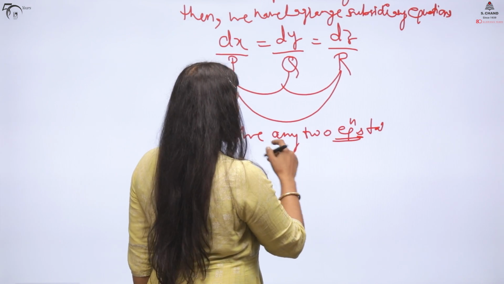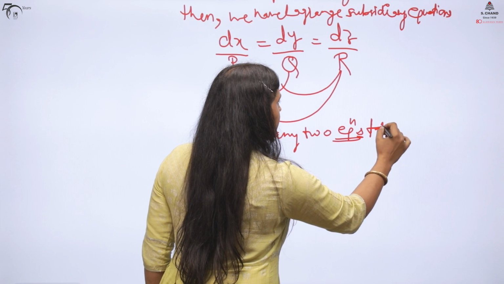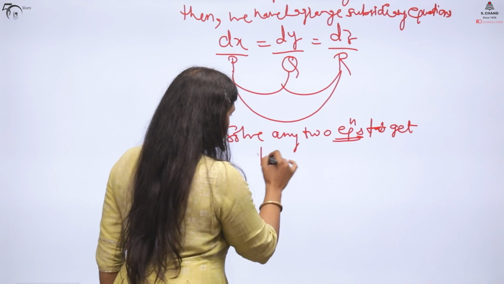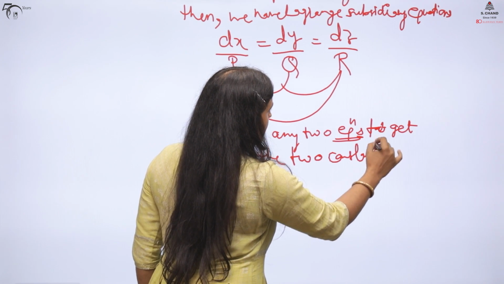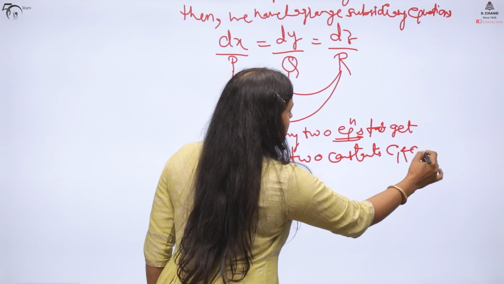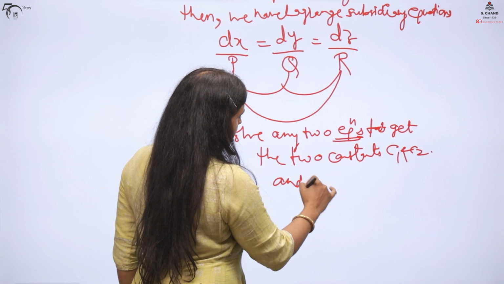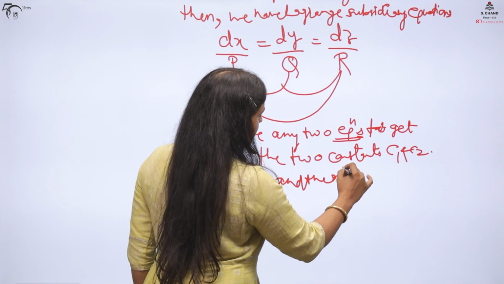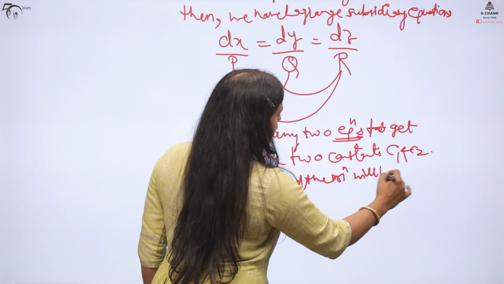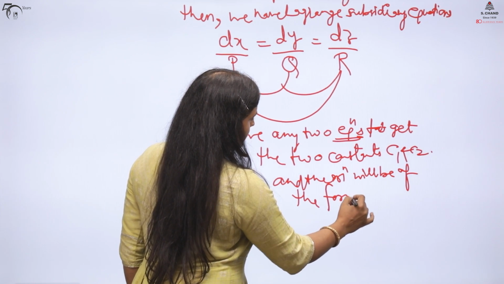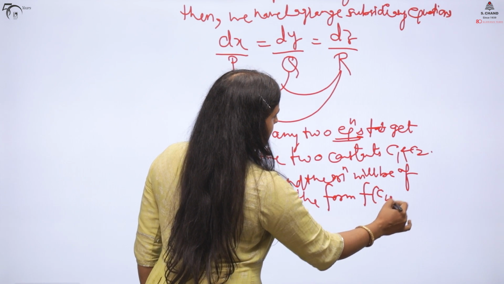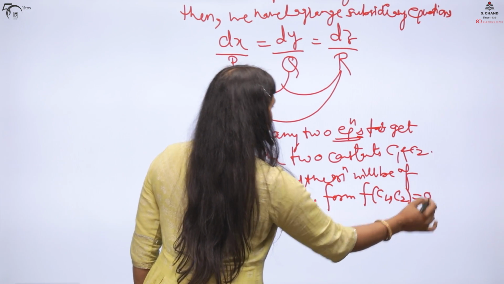So solve any two equations to get the two constants C1 and C2, and the solution will be of the form f of C1, C2 equal to 0.